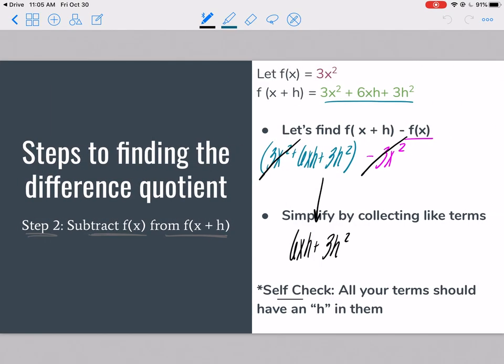And the last step is to divide by h. Now, a quick thing here that will help you guys, if you remember this, you are wanting to get h in every single term. So you should be left with an h in every single term. This should say combining like terms. So if there's not an h in every single term, you have done something incorrectly, and you want to go back and make sure you look for that mistake.